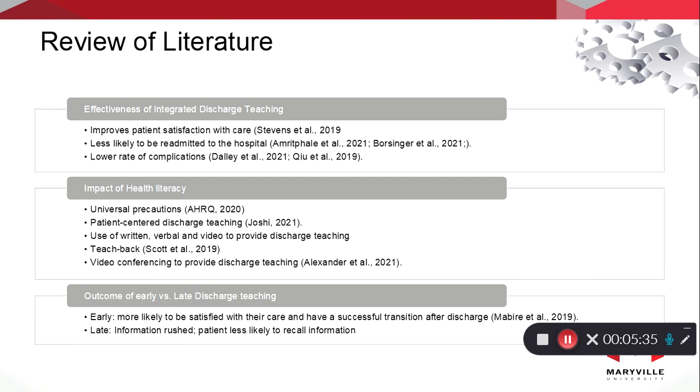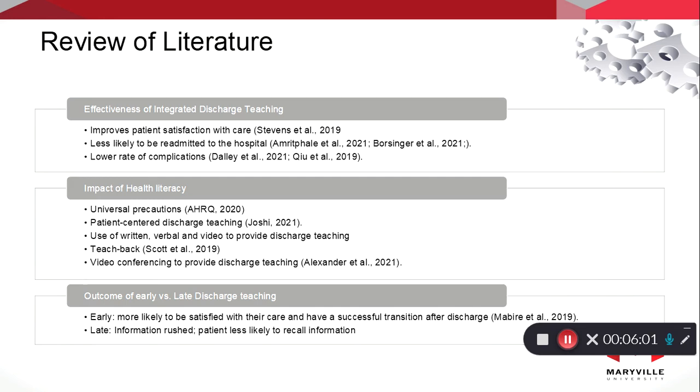Impact of health literacy. Understanding a patient's ability to understand the information we're giving them before they leave the hospital is essential. And we can only do that in a very universal way by making sure that we assess this patient in a well standard format.